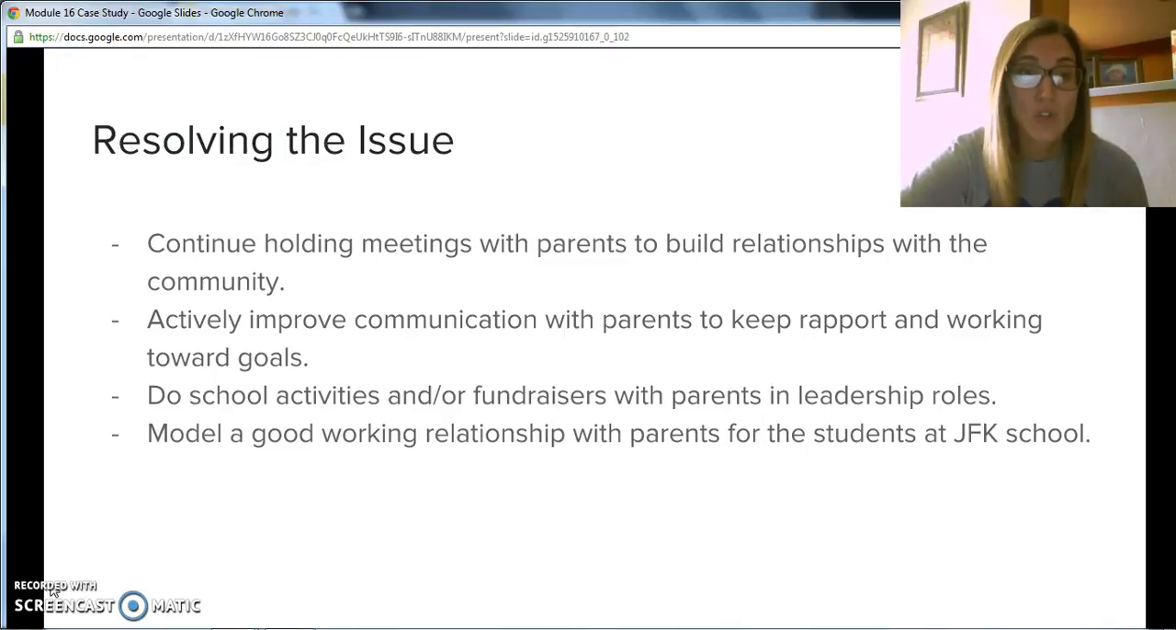And then do school activities or fundraisers with the parents and give the parents the leadership role so they can feel extremely involved, and they can volunteer and take charge in some of those school parent activities that we do. And I just feel like for our students, this would model a good working relationship with parents, and they would see that their parents are involved and their friends' parents are there, and we're just all one unit trying to help our kids be successful in the end.